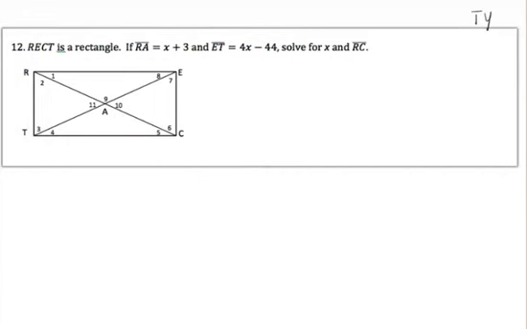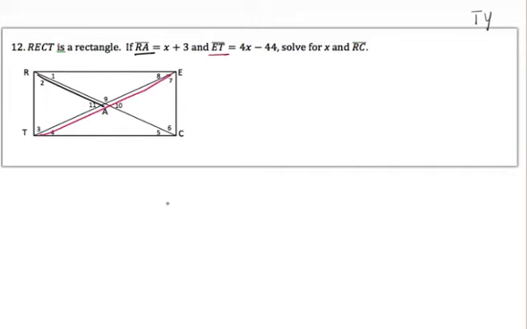Alright, here we go. Rectangle. This is actually our last problem here. Only 3 today. Hopefully this one's easy. I'm hoping so. Alright, RA is this segment right here. So we got RA. We're talking about a rectangle. And then we got ET. ET, phone home. ET, phone home.